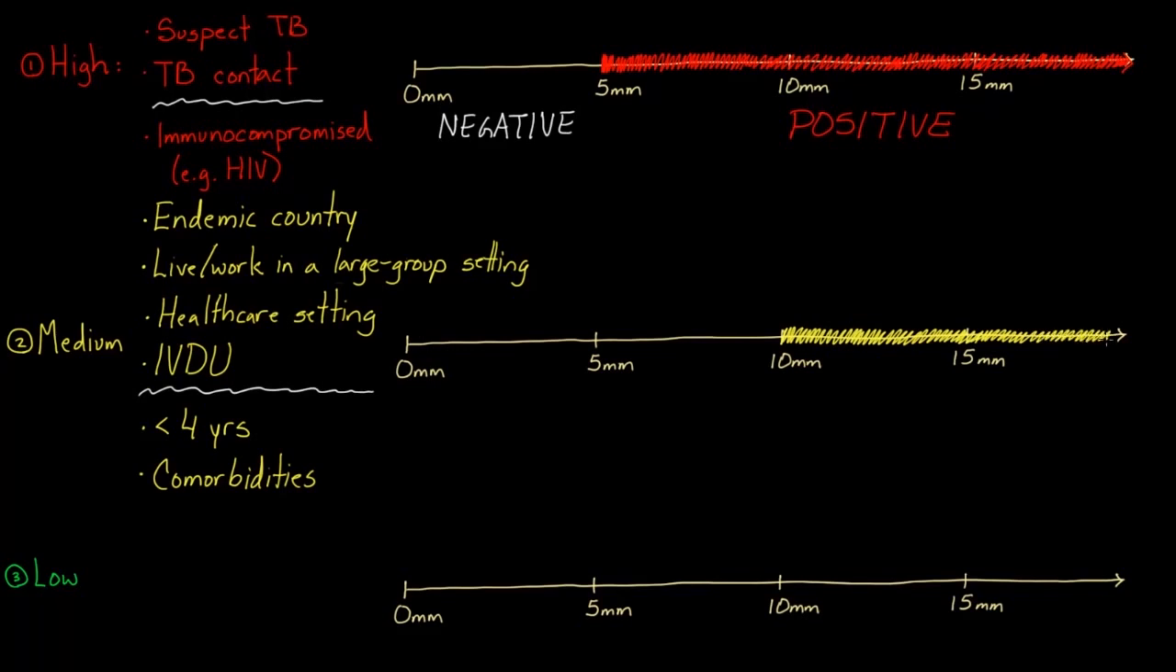And for example, just to make sure we understand how to utilize this, let's say you have a person who is 3 years old, and that person comes in with a PPD of 12 millimeters. Well, that would be positive here. But if it was only 8 millimeters, it would be negative. So that's kind of how you would use this graph.